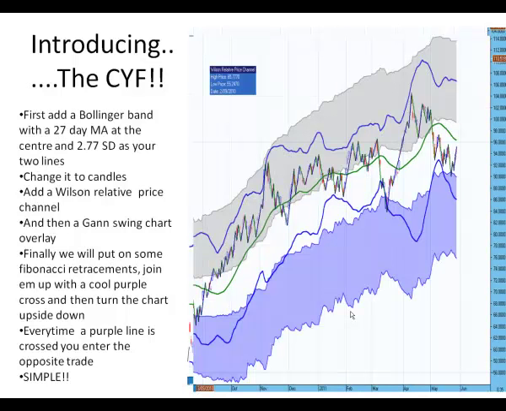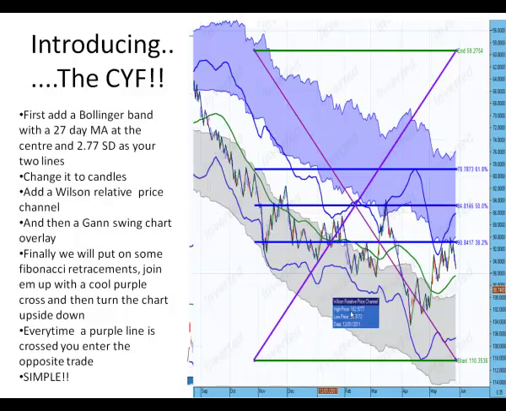Let's add another. Let's add a Wilson Relative Price Index. And also, you see those little choppy lines? That's a Gann swing chart overlay. Isn't that fantastic? That looks like a real chart now. So, are 5 things enough? No! What we're going to do is put on some Fibonacci retracements.